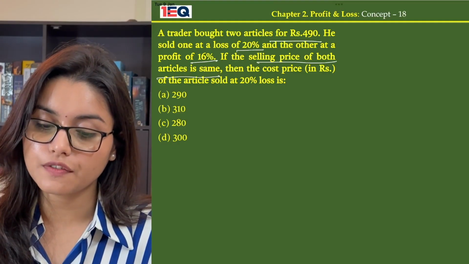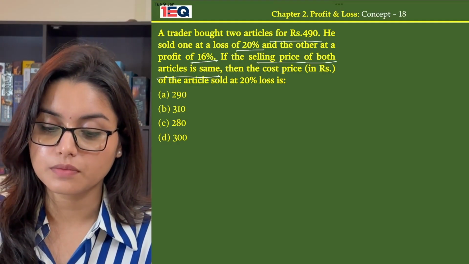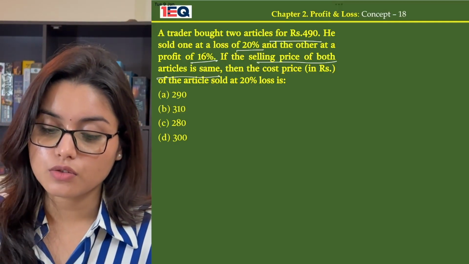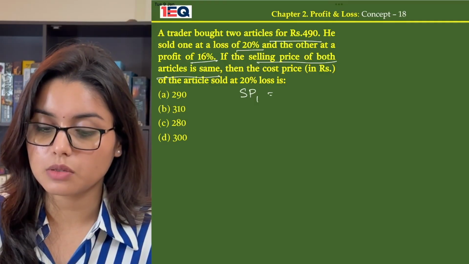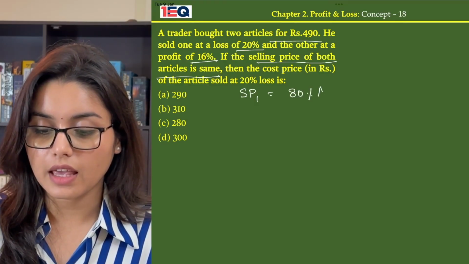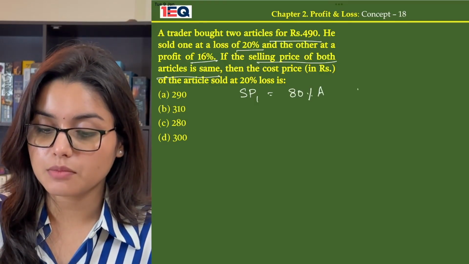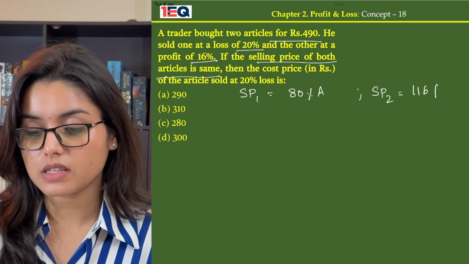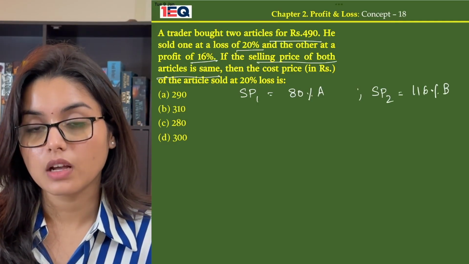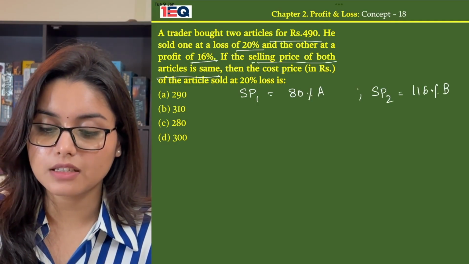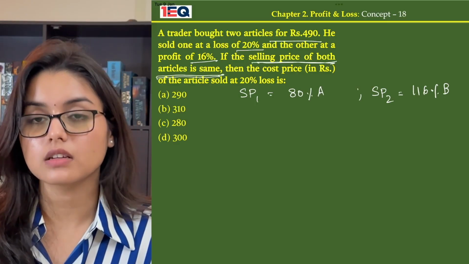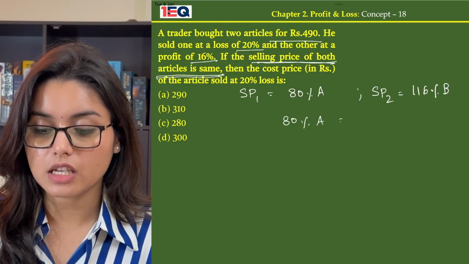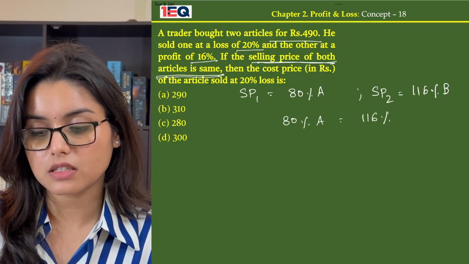So if he sells the first article at a loss of 20%, that means he sold it at 80%. So the selling price of first article will be 80% A, and the selling price of second article will be 116% B. Now, as given in the question, the selling price of both articles is same. That means 80% A is equal to 116% B.